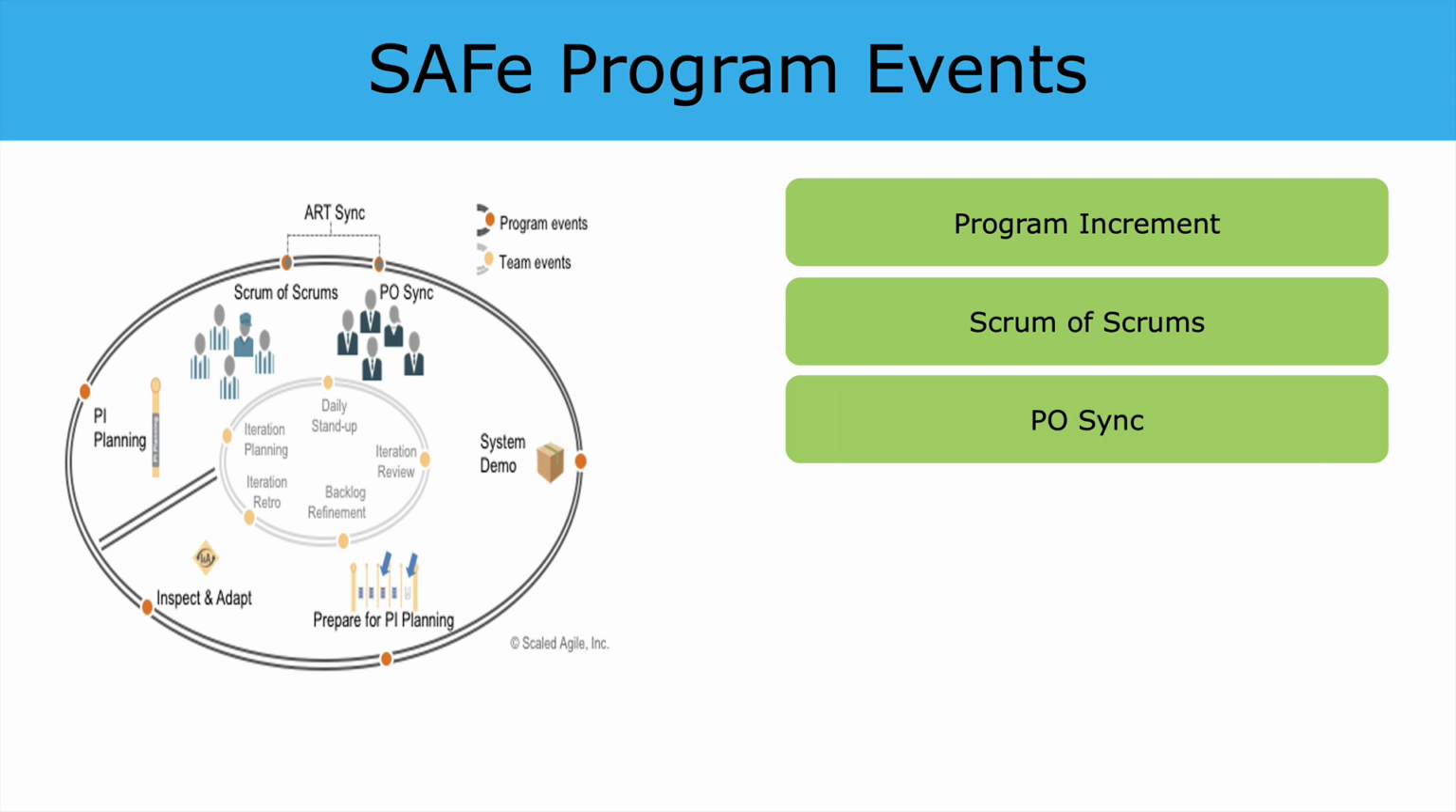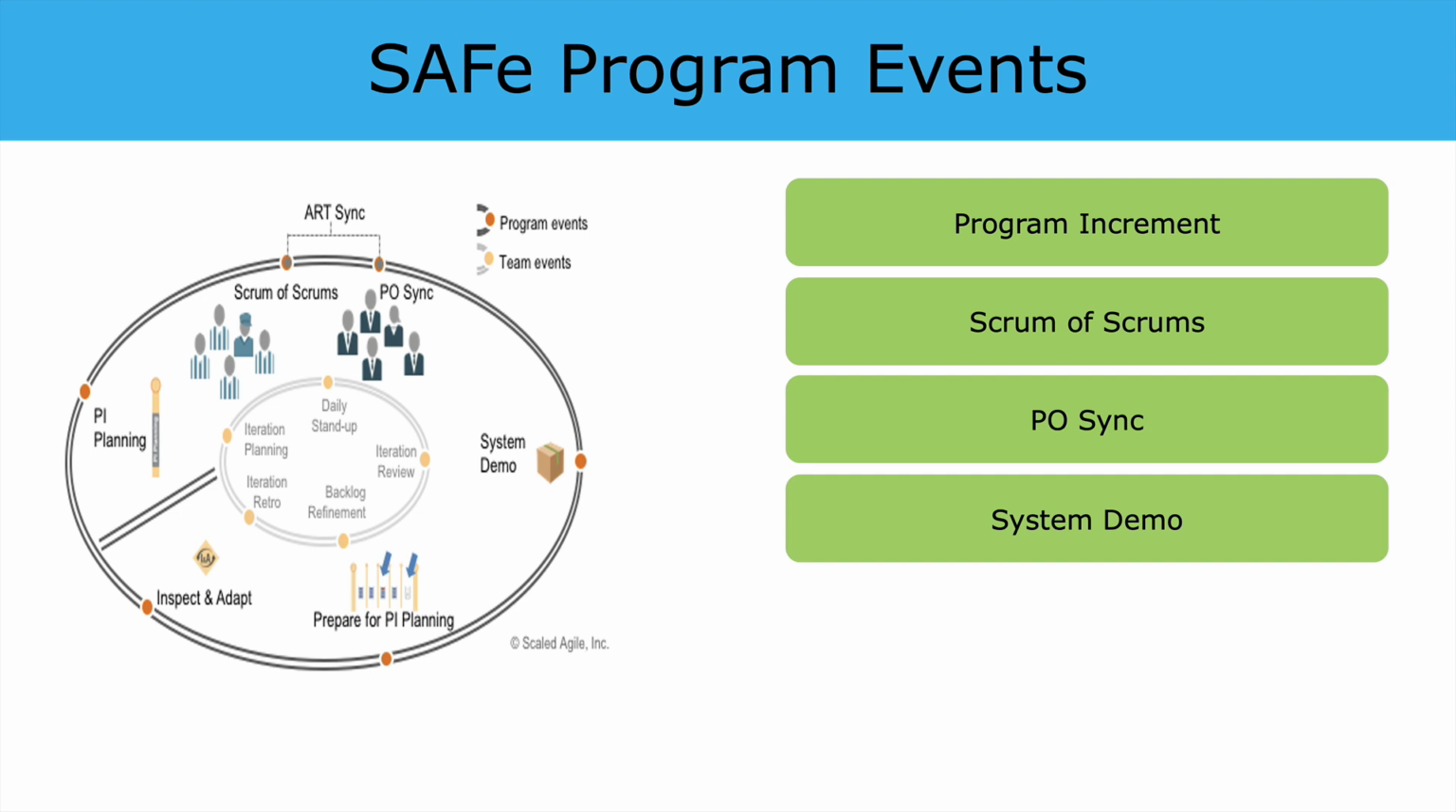Like the Scrum of Scrums, the PO Sync is held for the product owners. It is a weekly meeting and is facilitated by the Release Train Engineer. The purpose of this meeting is to ensure the Agile Release Train is on track to meet the PI objectives and also to assess any scope adjustments. The fourth event is the System Demo.